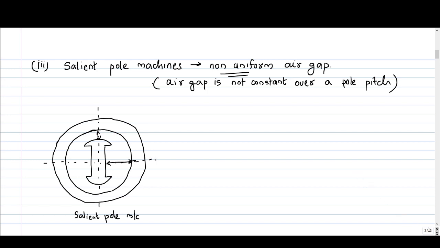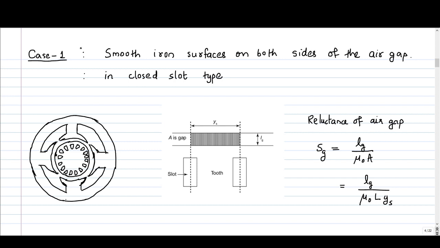We will first consider a simple case. Case one: here we have smooth iron surfaces on both sides of the air gap. This will be present in machines with closed slots. I have drawn a diagram here. You can see the rotor has closed slots, so the rotor surface is smooth. Similarly, the stator surface is also shown to be smooth. As far as the air gap is concerned, it sees smooth iron surface on both sides.